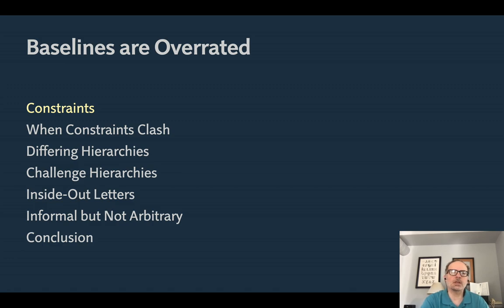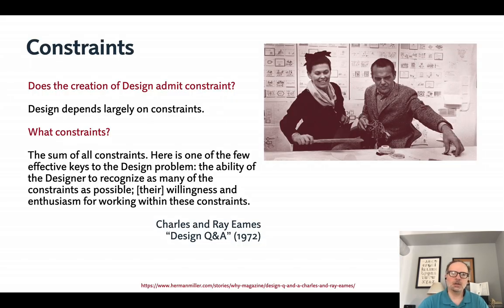I want to start with the idea of constraints, which comes to me in the context of design from Charles and Ray Eames. In 1969, they were part of an exhibition in Paris, France, which included a back and forth of questions and answers that eventually became published and a little film made called Design Q&A. And this is where I encountered the idea of the importance of constraints for what design is really about.